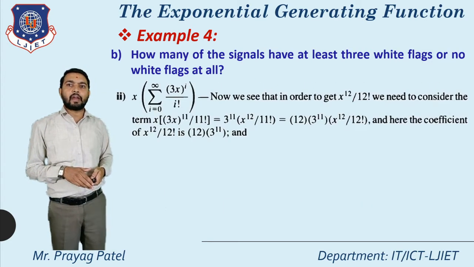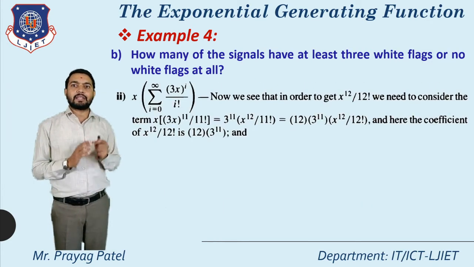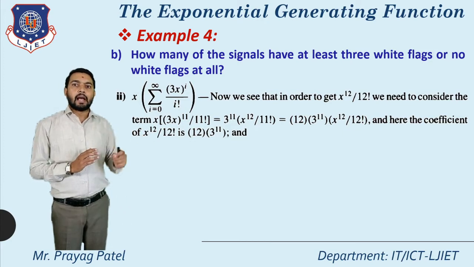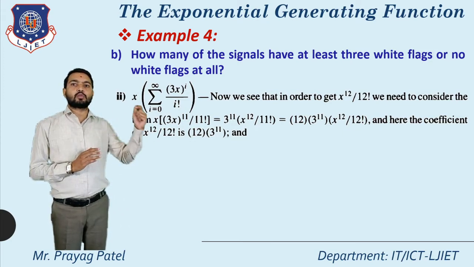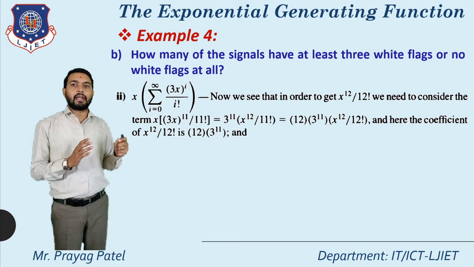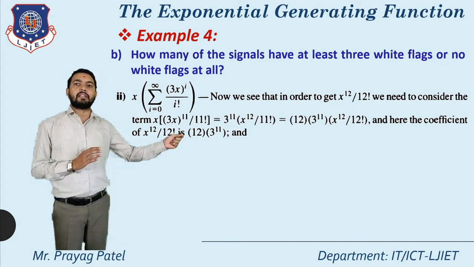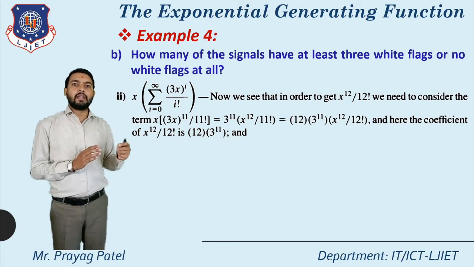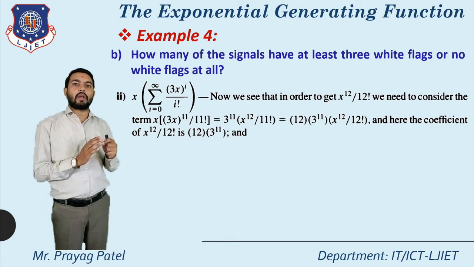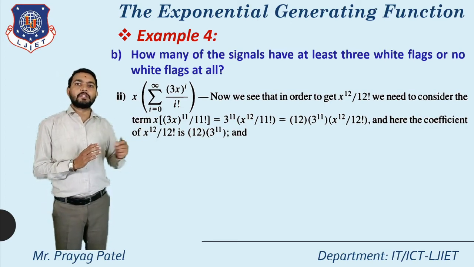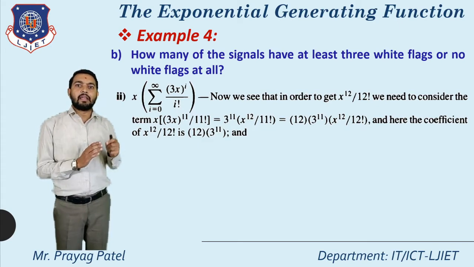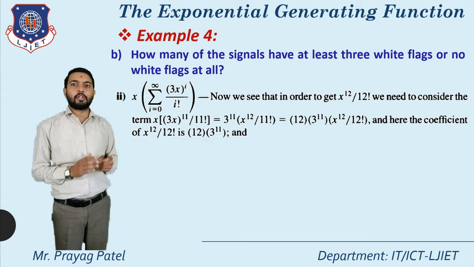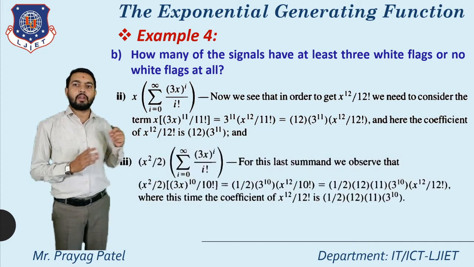Now in the same way we find the answer for the second part. The second part is a x into sigma i equal to 0 to infinity 3x raised to i divided by i factorial. When we solve this term, we get the answer as x times 3x raised to 11 divided by 11 factorial. Now find the coefficient of x raised to 12 divided by 12 factorial, and the coefficient for this is 12 into 3 raised to 11. So the answer for the second part is 12 into 3 raised to 11.